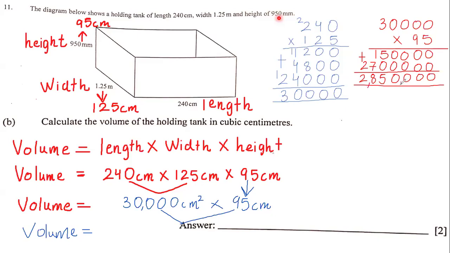2 million. Oh my goodness. 2,850,000. Again, 2 million. Oh, by the way, centimeters cubed. So again, we have 2 million. Let me put the answer in bold. So it's going to be 2,850,000.